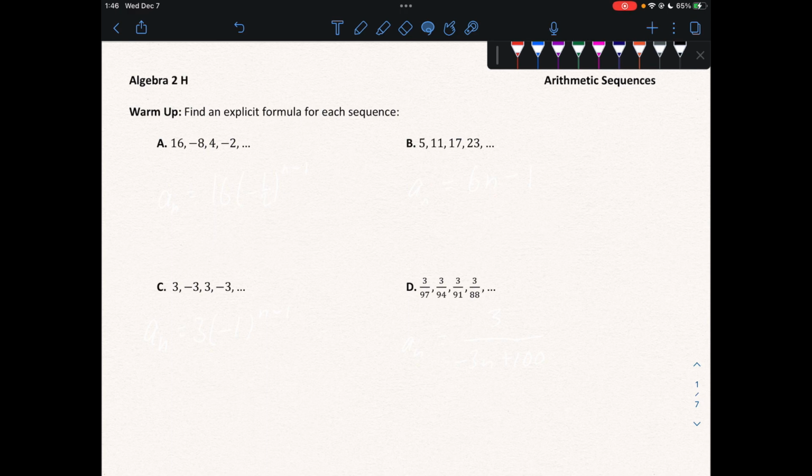Before we begin with arithmetic sequences, let's talk about what we learned yesterday. I'd like you to pause this video, look at the four sequences you see here, and try to write an explicit formula for each one. Try to look at the pattern, see if it's linear, quadratic, or exponential, and use what we talked about yesterday to try your best to write an explicit formula for each one. Pause the video now and unpause it when you've tried each one.